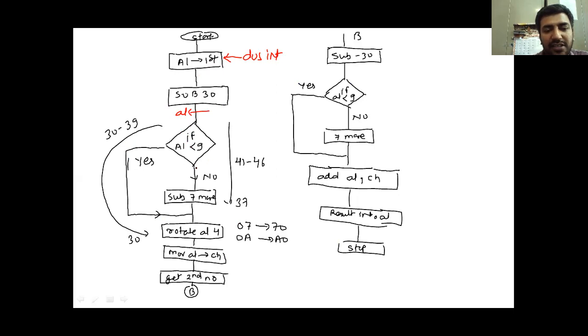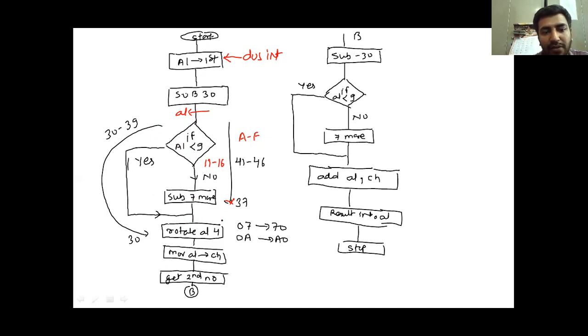Okay, if it is not less than 9, or greater than 9, I am in the range of A to F, or 11 to 16. So I have to subtract 7 more, so that will add up to 37. Suppose my number is 9, there is no need of subtracting 7. Subtraction of 30 was enough, and I will skip this subtraction of 7 more step.